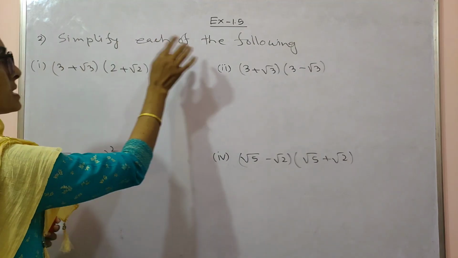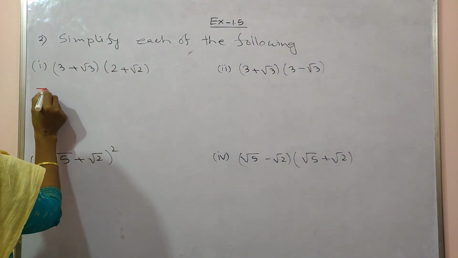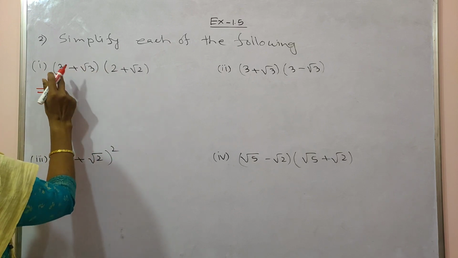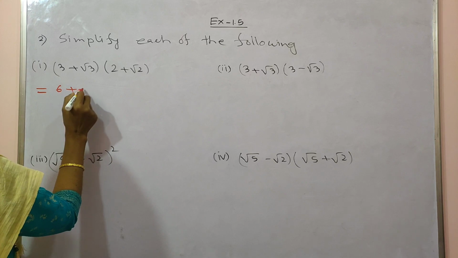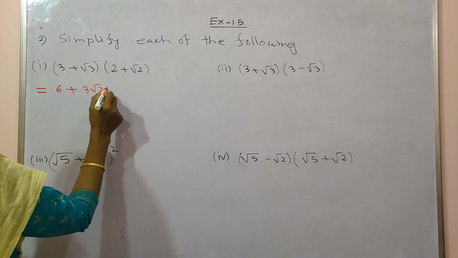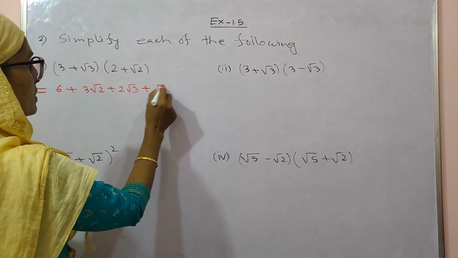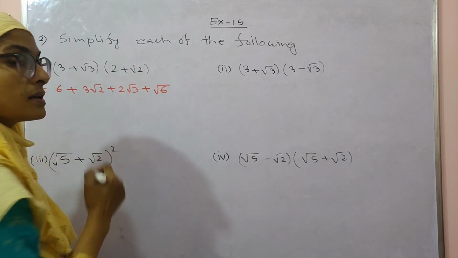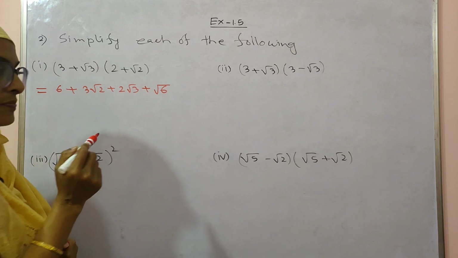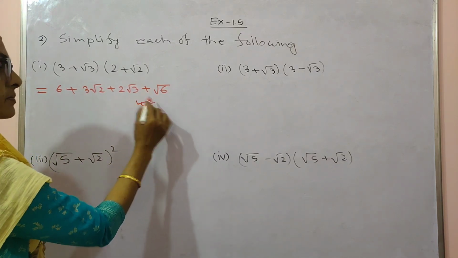Number 2, simplify each of the following. You have to simplify this one. Just multiply 3 into 2, 6, 3 into root 2 plus 3 root 2. Root 3 into 2, 2 root 3. Root 3 into root 2, you can write root over 2 3s are 6, root 6. Now here root 2 and here root 3, so you cannot add. So the answer is this one.